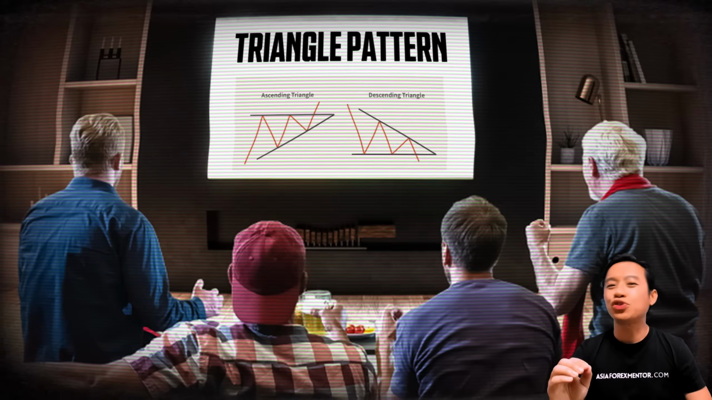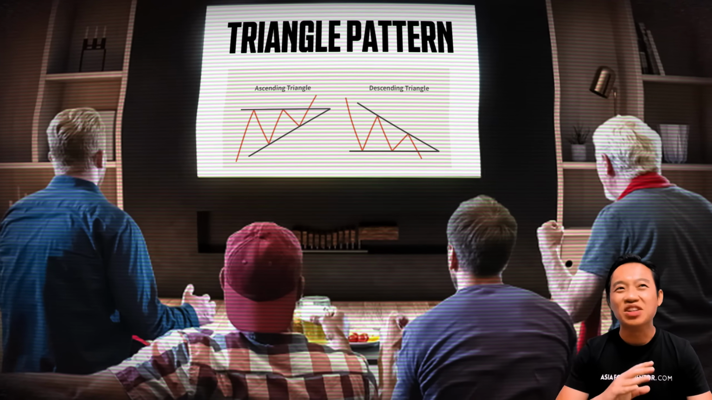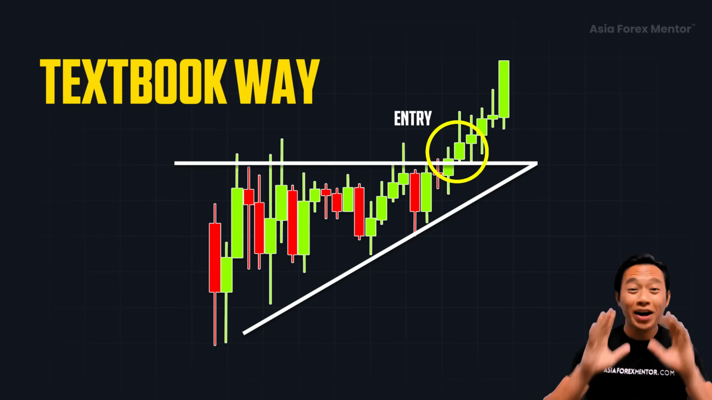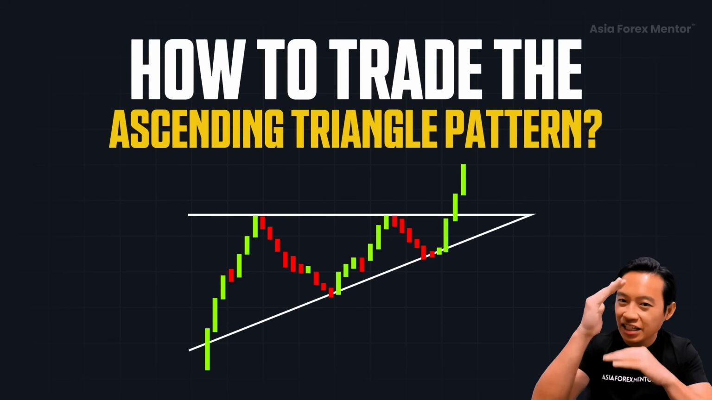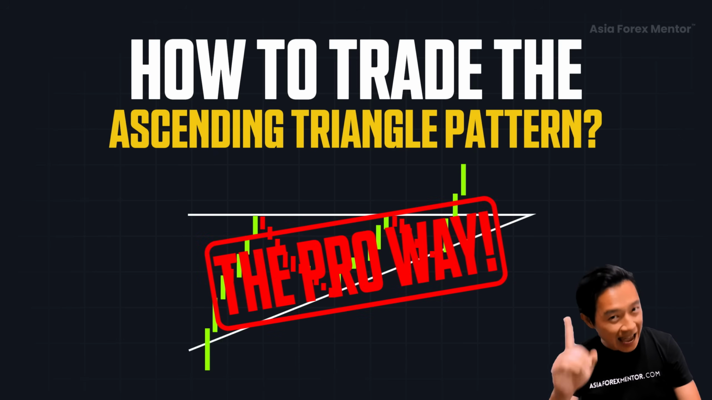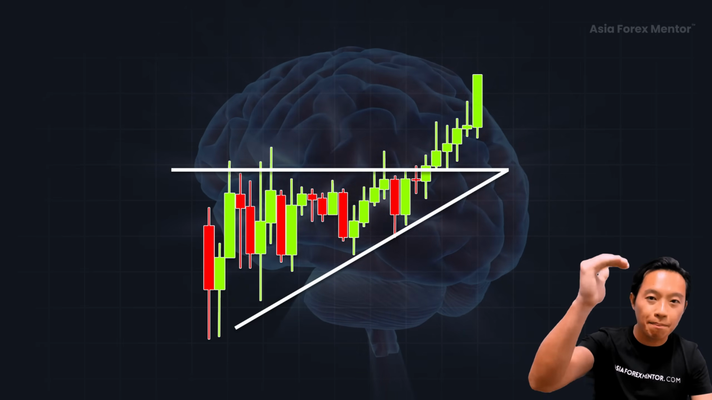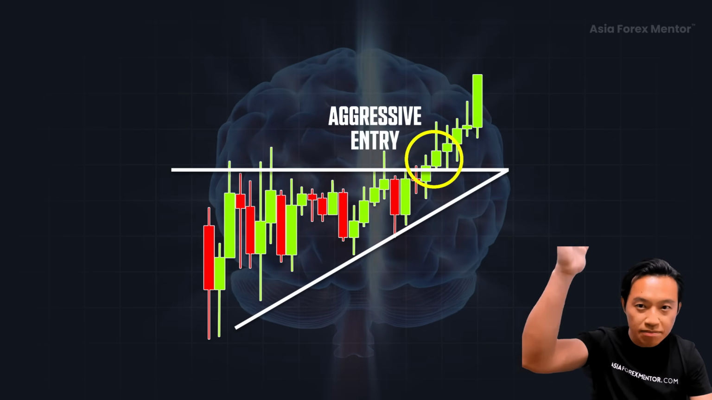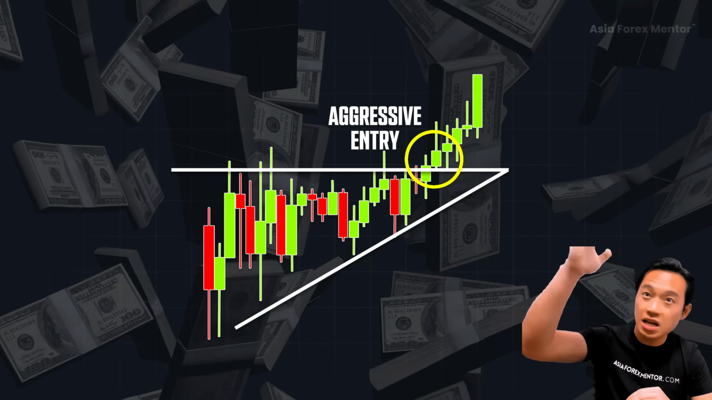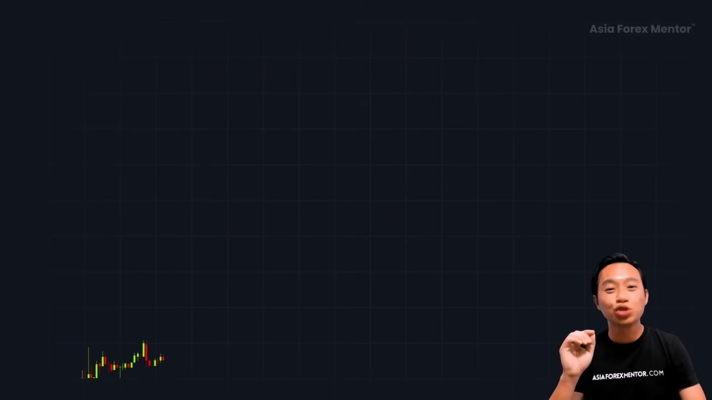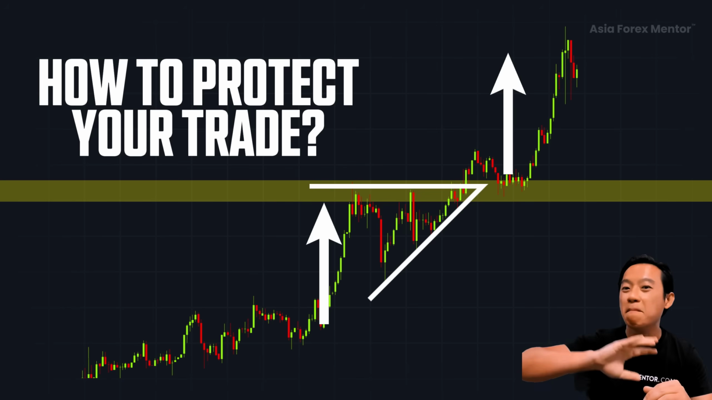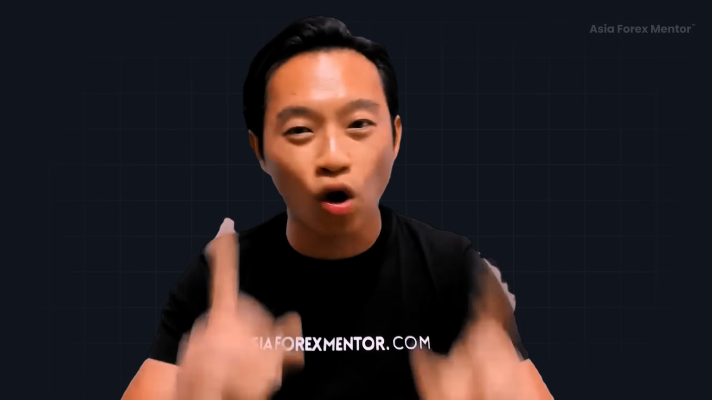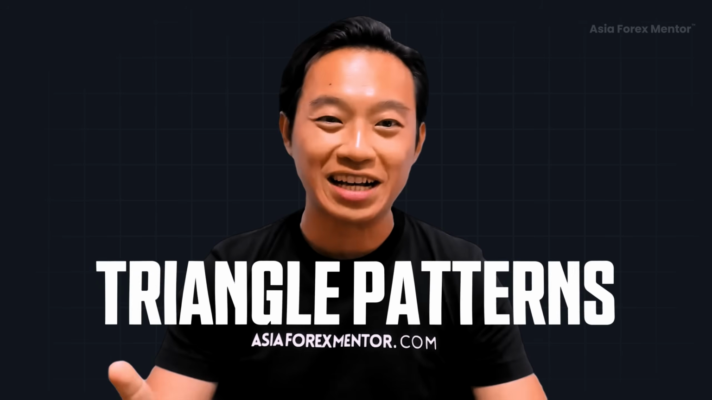So most traders trade the triangle patterns the normal way, the textbook way. And you wonder why their accounts keep bleeding, right? So today we are diving deep into how to trade the ascending triangle pattern the pro way. And you will also learn a step up, aggressive entry and exit method that can make you really big money. Plus, I will also show you how to protect your trade and maximize the pattern big time. So this is the only video that you need to watch on how to make money with triangle patterns.